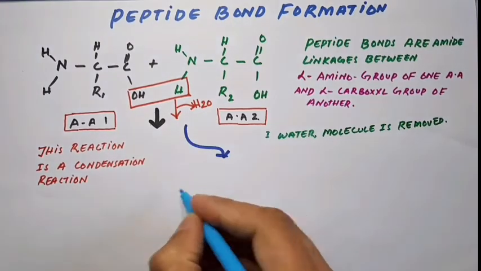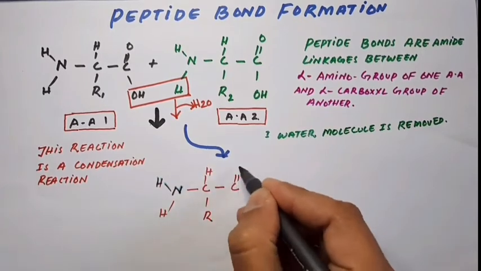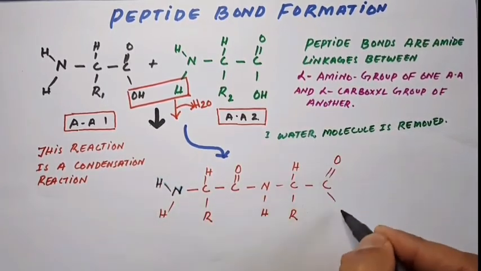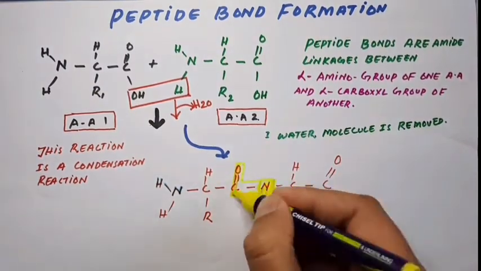A dipeptide is formed when two amino acids join together by one peptide bond, shown in the diagram with carboxy terminus and amino terminus.